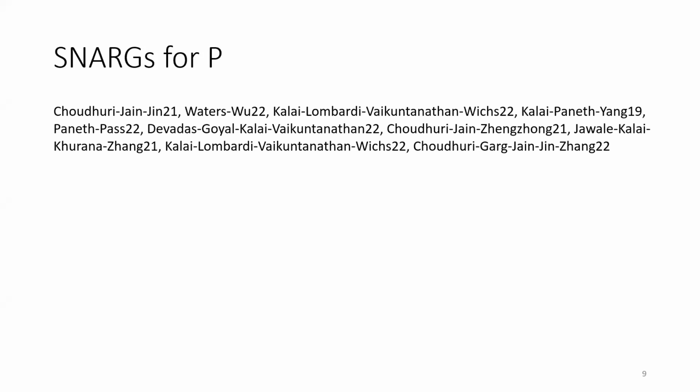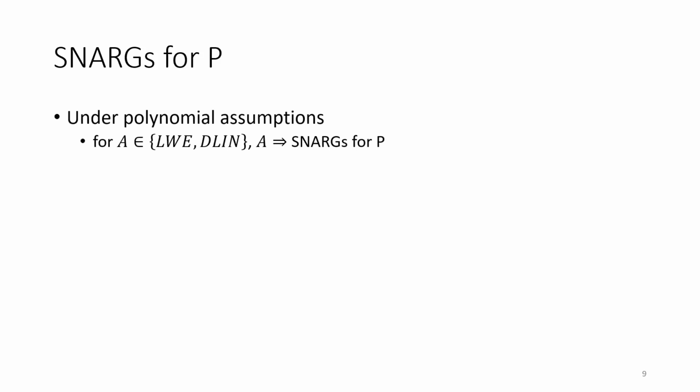So these are SNARGs. And let me tell you what we know about them. There are tons of works about SNARGs for non-deterministic computation based on non-standard or heuristic assumptions. And there is also a recent line of works about SNARGs for deterministic computation based on standard assumptions. And they're also called SNARGs for P. And in this work, we continue in this direction. So what do we know about SNARGs for P? Today, I'm going to focus on polynomial assumptions. So under polynomial assumptions, we can construct SNARGs for P from either LWE or DLIN.